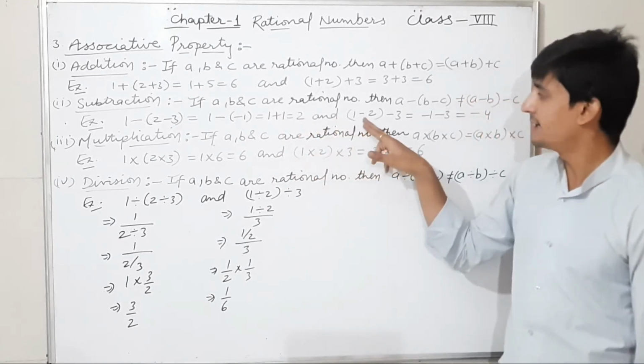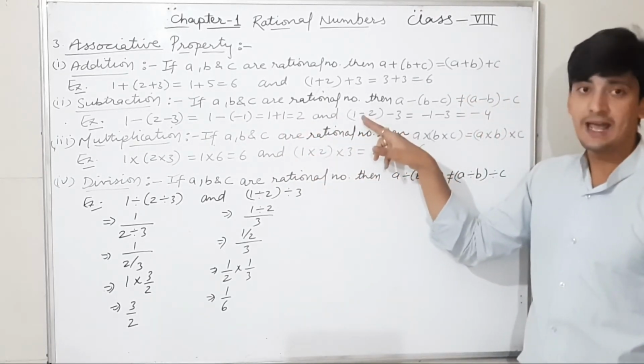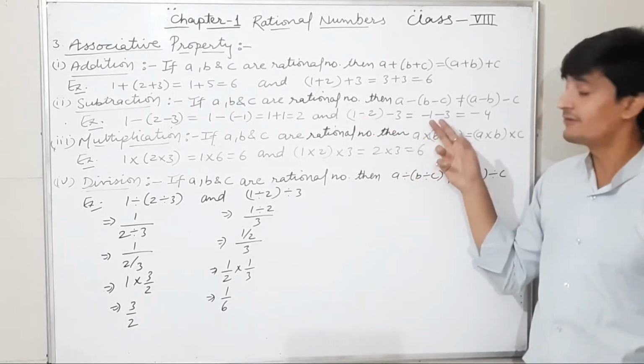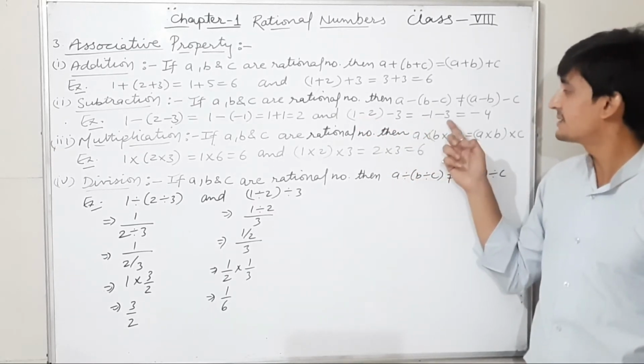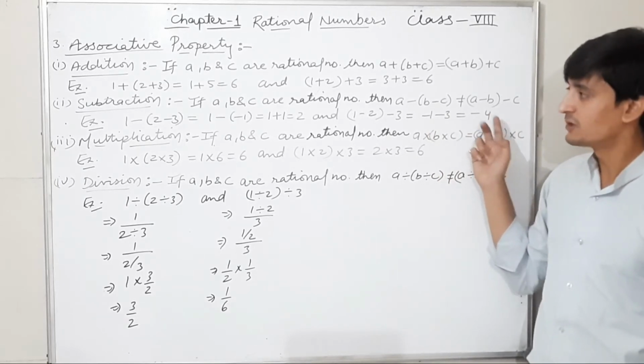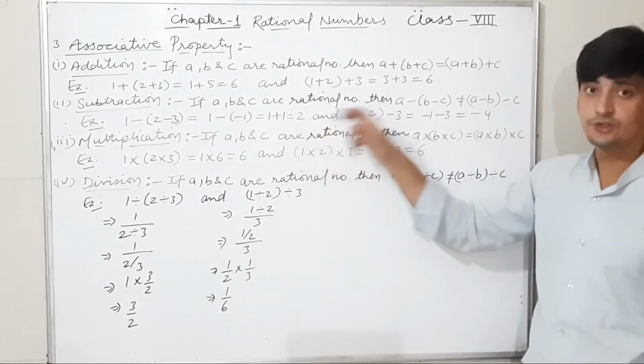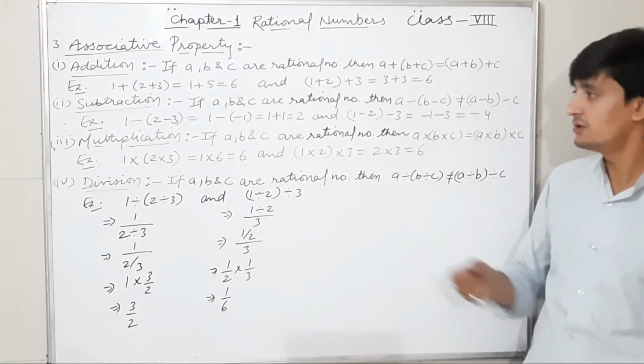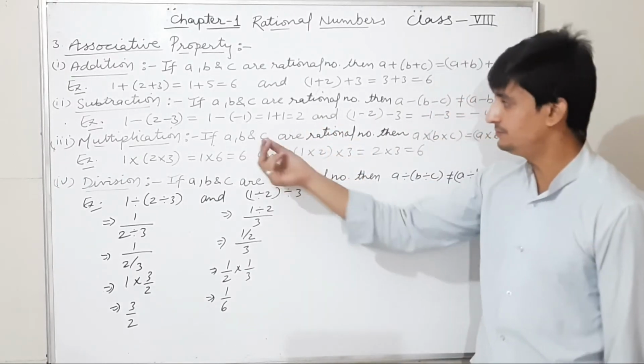And bracket a minus b, what do I have? 1 minus 2. 1 minus 2, what do I get? Minus 1. Minus 1 minus 3 is minus 4. Understood? So it is clear that 2 will not equal minus 4. So this property will not be satisfied for subtraction. Understood?